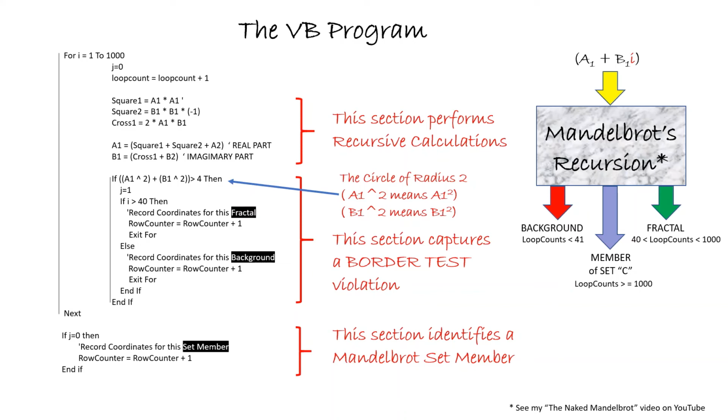So what happens is we're asking: this new point A1 that we came up with and the new point B1, we squared them and added them together. Is that sum greater than 4? Because if it is, it's outside the circle.